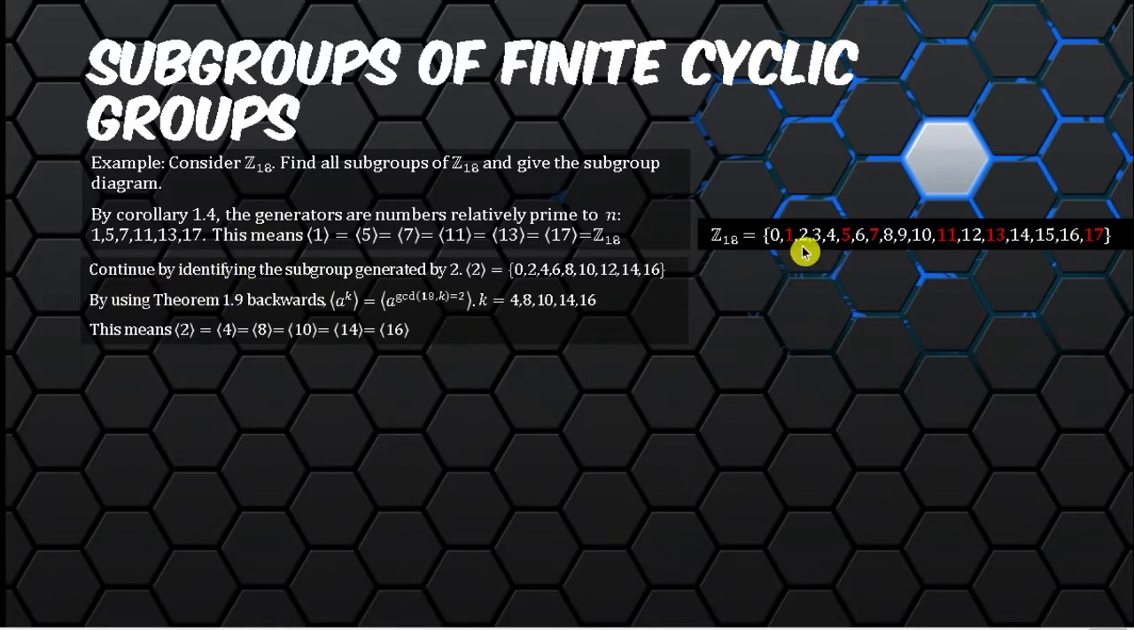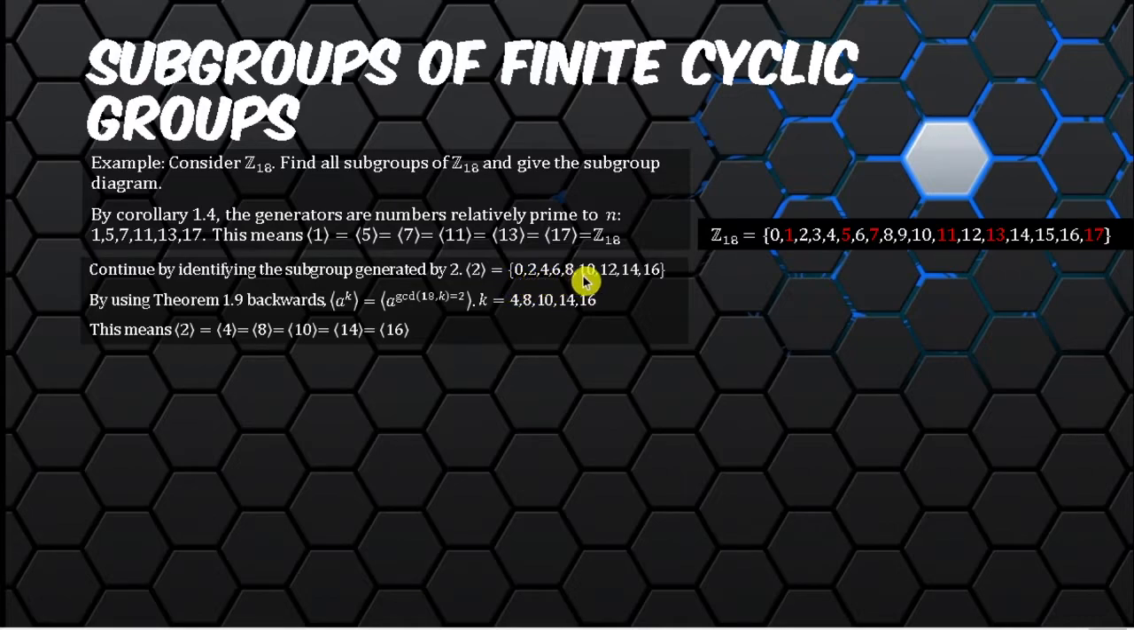Okay, so let's start with 2. I-generate natin ng 2 manually. So alam natin kung paano mag-generate ng subgroup using an element 2. 2 raised to 1, 2 raised to 2, 2 raised to 3, ganyan. Meaning, 2 plus 2, 2 plus 2 plus 2, 2 plus 2 plus 2 plus 2, modulo 18. Ngayon, kung gagawin natin yan, we would arrive at the set as shown in this slide.